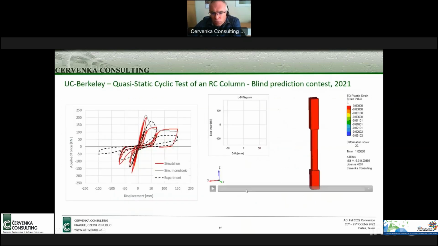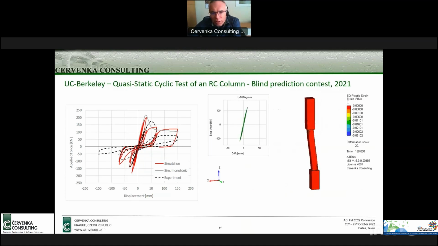Let me just show some results from the cyclic test, some animation of some results so that we can relax a little bit from all these equations. So here you see the simulation, you see the crack opening and closing all the time.